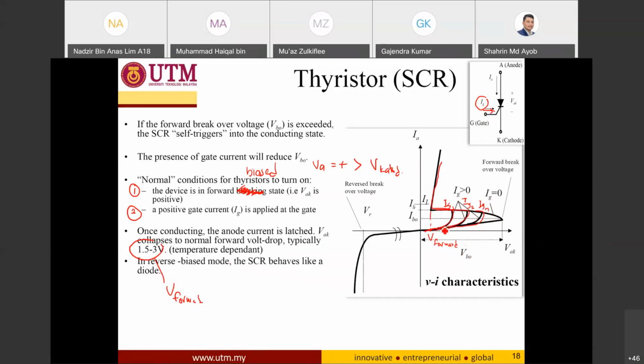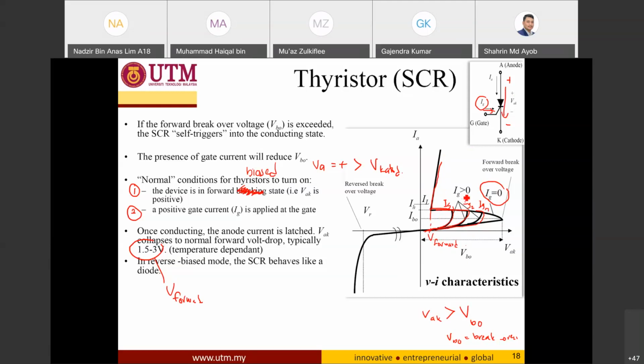And if the voltage across the anode and cathode is larger than what we call V breakover, VBO, when VAK is applied more than the value of VBO, it will turn on even though you give no triggering signal. Meaning that your SCR will actually be damaged. So please do not apply voltage greater than VBO. When it is turned on, it will latch into one value with a voltage, the V forward. And then it will allow current to flow unidirectionally, from anode to cathode.